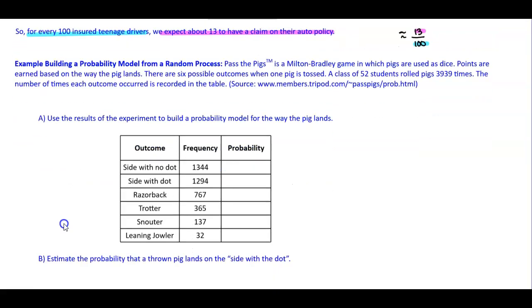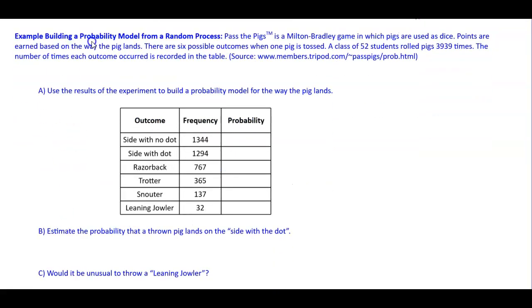Okay, let's take a look at the next example. Building a probability model from a random process. Pass the Pigs is a Milton Bradley game in which pigs are used as dice. Points are earned based on the way the pig lands. Now, there are 6 possible outcomes when one pig is tossed. Now, a class of 52 students rolled pigs 3,939 times. The number of times each outcome occurred is recorded in the table, which is down here.